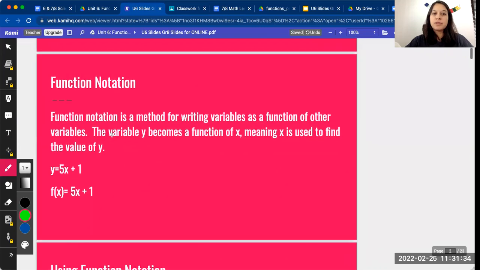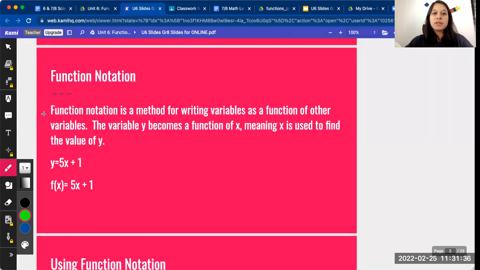So function notation is a method for writing variables as a function of other variables. The variable y becomes what you call a function of x, or f of x, and x is the input. So really you're just changing your idea of y, and instead of calling y its own thing, you're saying y is a function of x, or f of x, which makes sense because if we look at this, I'll just write it over here.